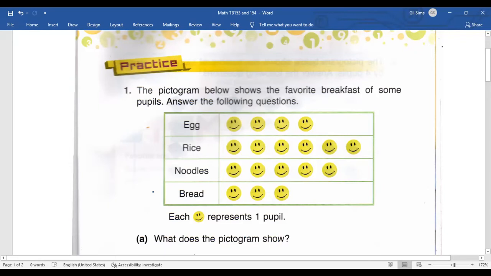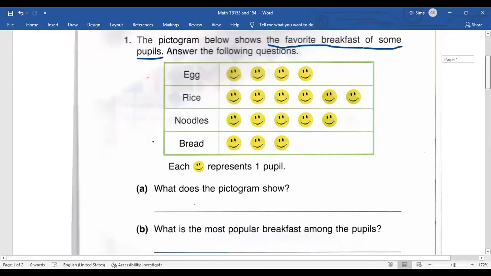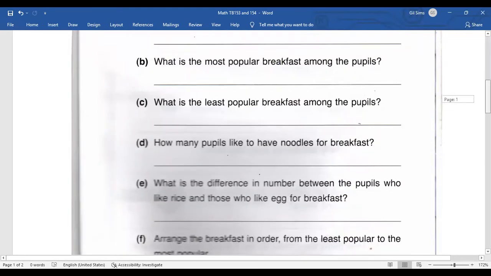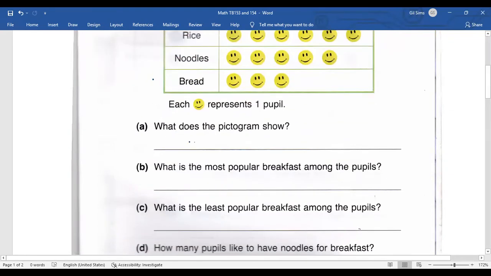What does the pictogram show? The pictogram shows the favourite breakfast of some pupils. So that's our answer. So it tells us what our answer is, what our favourite breakfasts are. Let's write that in. What does the pictogram show?